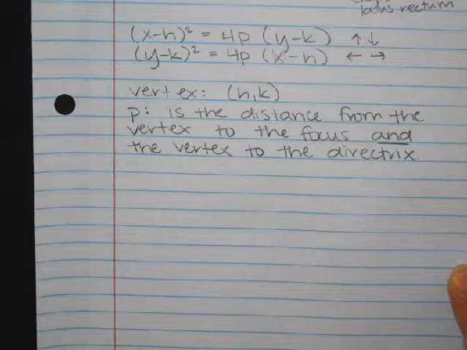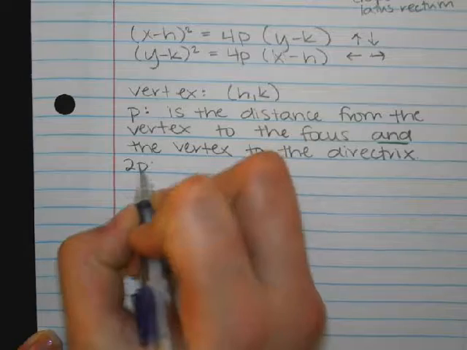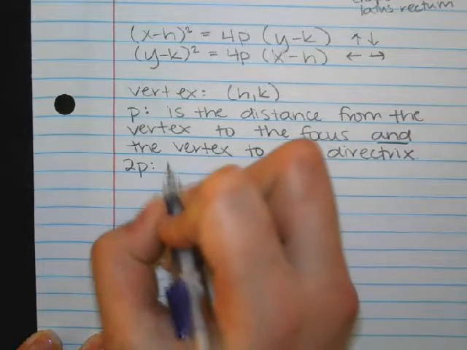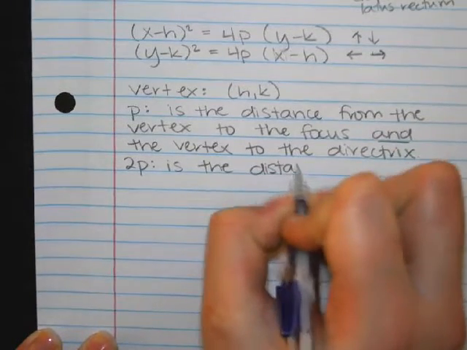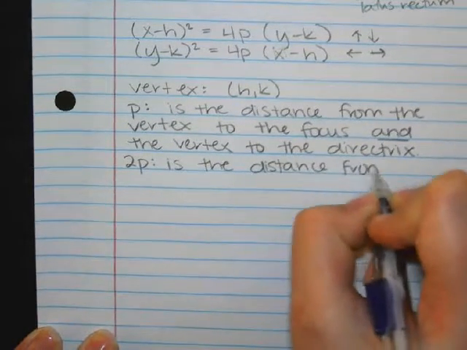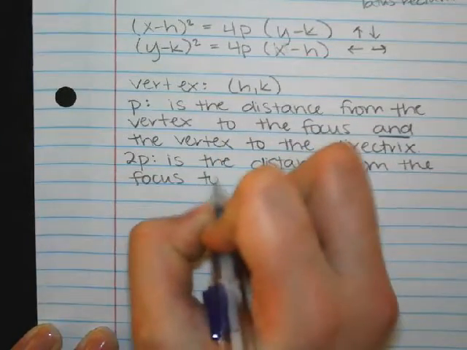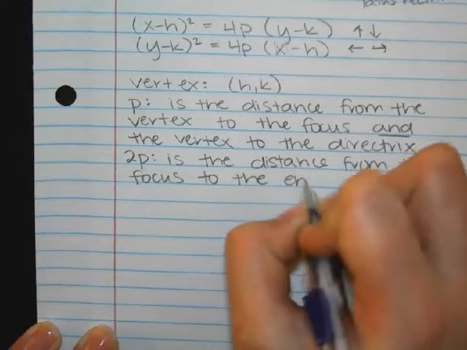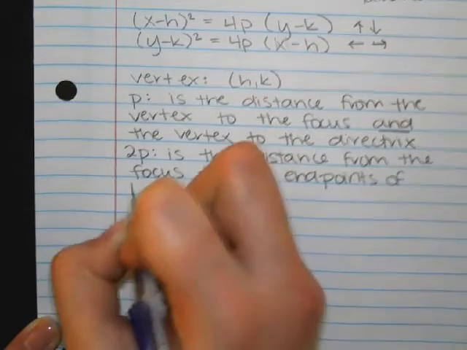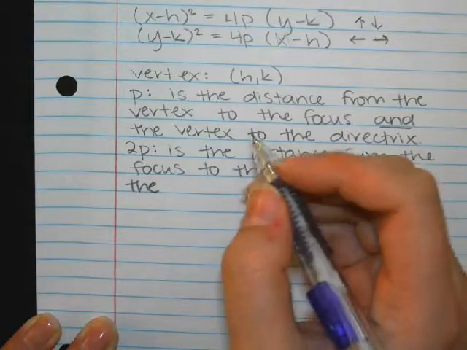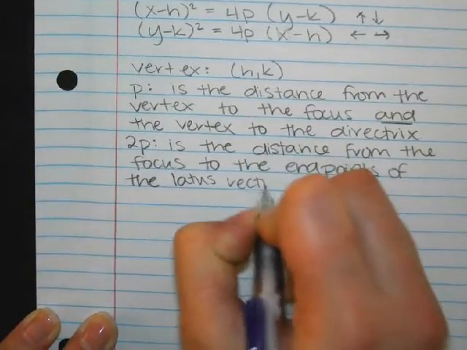Right? Okay? Next, we're going to say 2 times p is the distance from the focus to the endpoints of the LR, or the lattice rectum, whichever you prefer to call it.